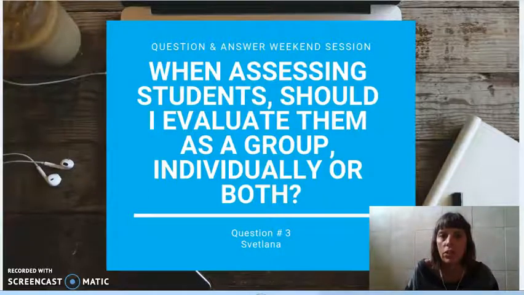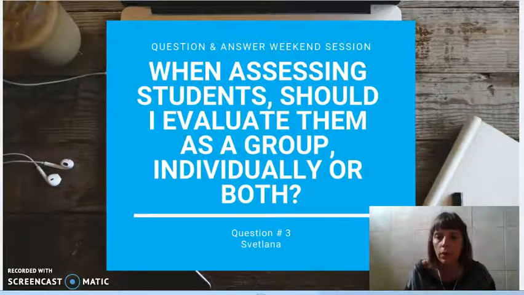Question 3 on the question and answer weekend session comes from Svetlana. Sorry if I am mispronouncing your name. And the question is, when assessing students, should I evaluate them as a group, individually, or both? Now that depends on your objectives. Remember that the projects are tailored to the students' needs and the objectives you plan for your students.